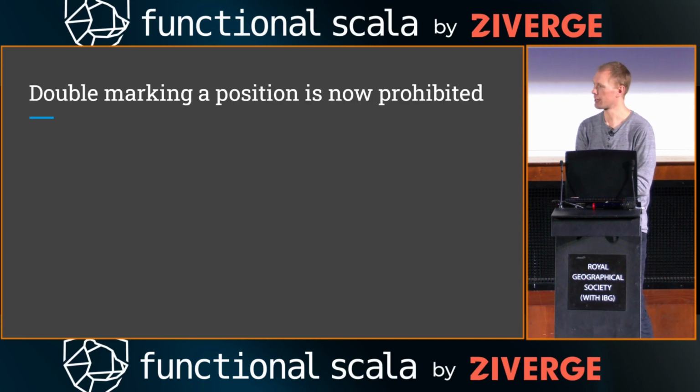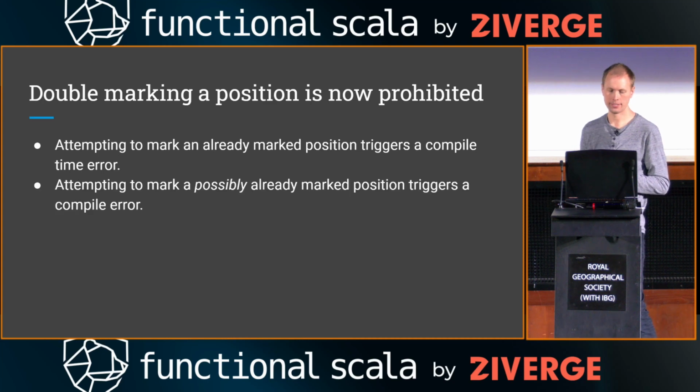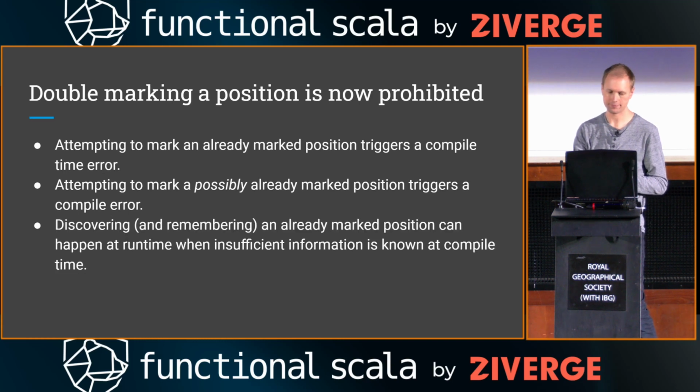So double marking a position is now prohibited, right? Attempting to mark an already marked position triggers a compile time error. And attempting to mark a possibly already marked position also triggers a compile error. But we can also discover and remember an already marked position. And that can happen at runtime when we have insufficient information at compile time, like in the case of two players playing online.